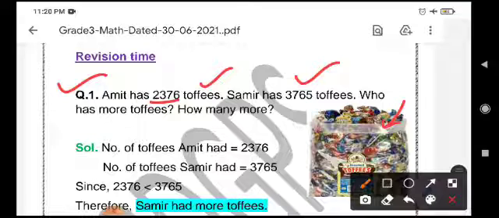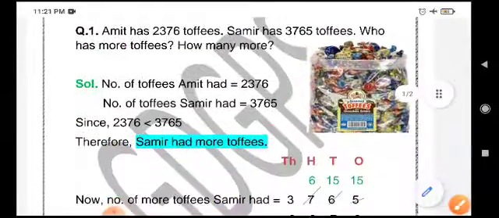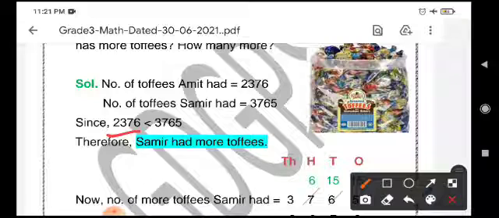So we have understood the question properly. Now we will get the information that is needed and that is important. For that you have to write the solution. The number of toffees Amit had is given, 2375. Then the number of toffees Samir had is given, 3765. Now who is having more? So you will write these two numbers.